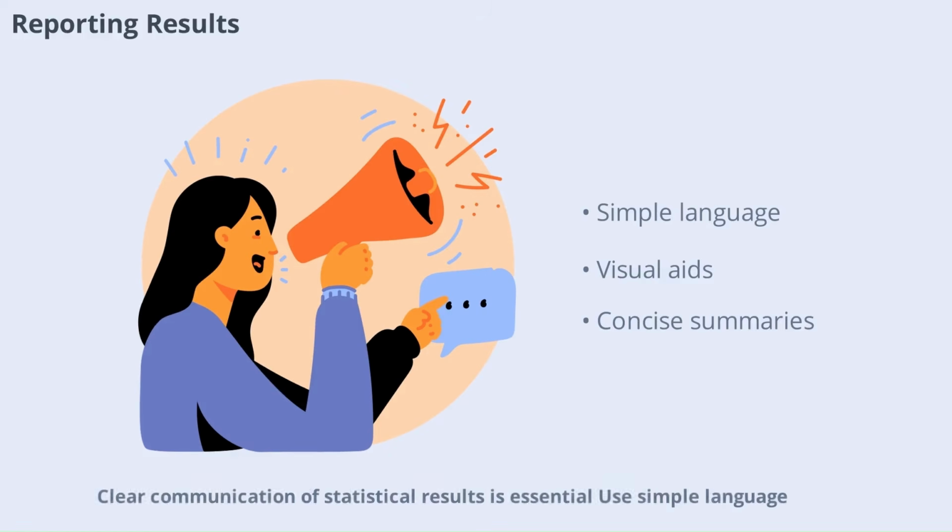Clear communication of statistical results is essential. Use simple language, visual aids, and concise summaries to convey your findings. Whether you're presenting to technical or non-technical audiences, clarity and transparency help ensure your insights are understood and actionable.